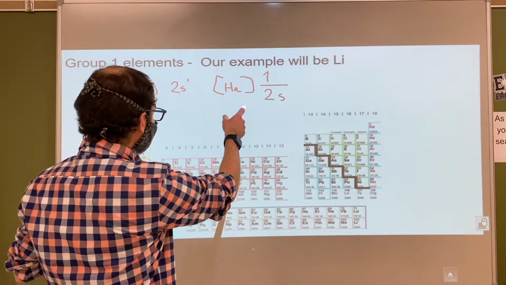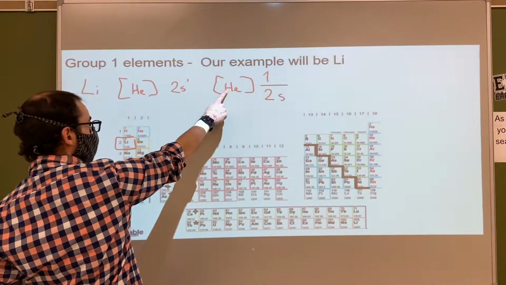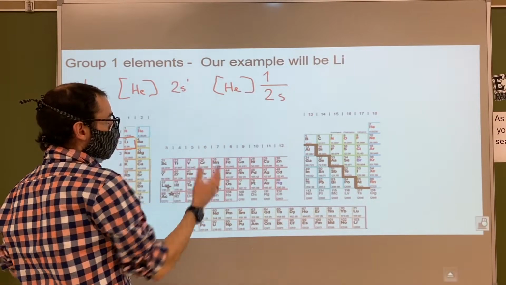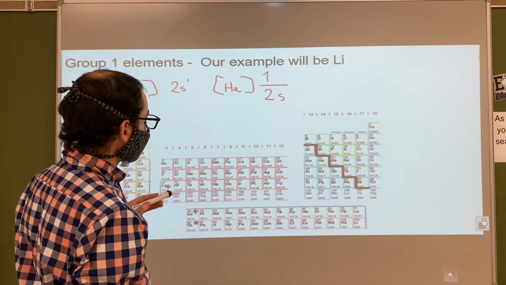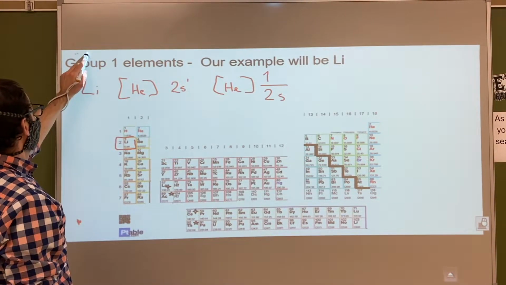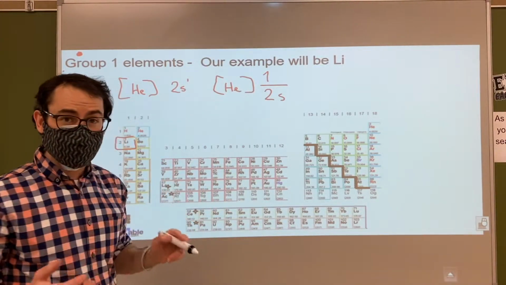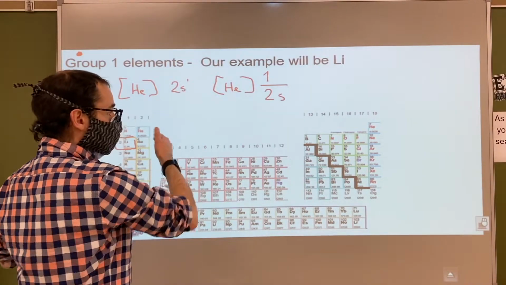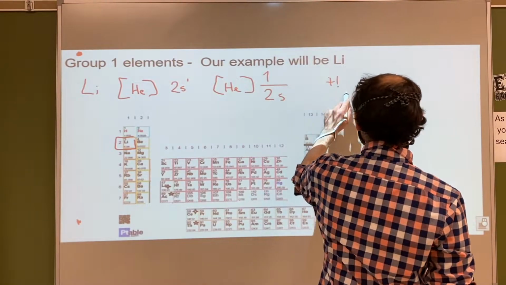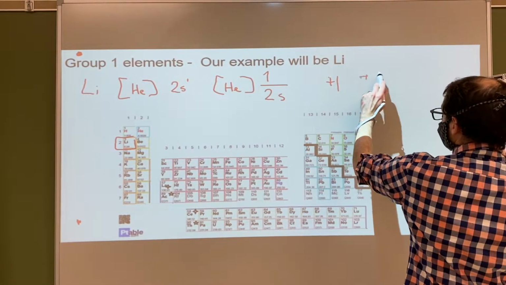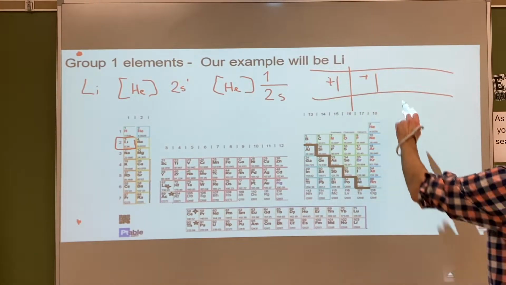If you took away this 1 electron, it would then be isoelectronic to helium. That's what everything in group 1 is going to do. It's going to become isoelectronic to whatever noble gas came before it. All right. So the possible charges for this would just be +1. And that's the only thing you can put in there because that's all we have.